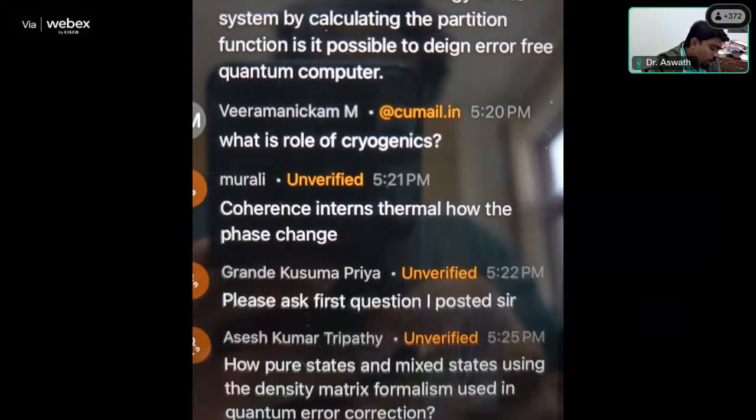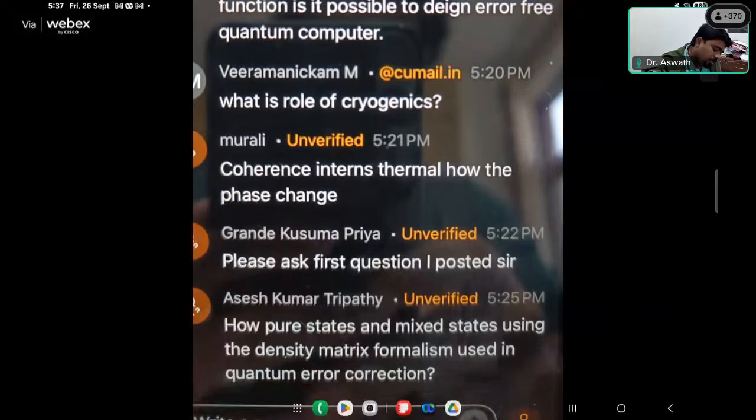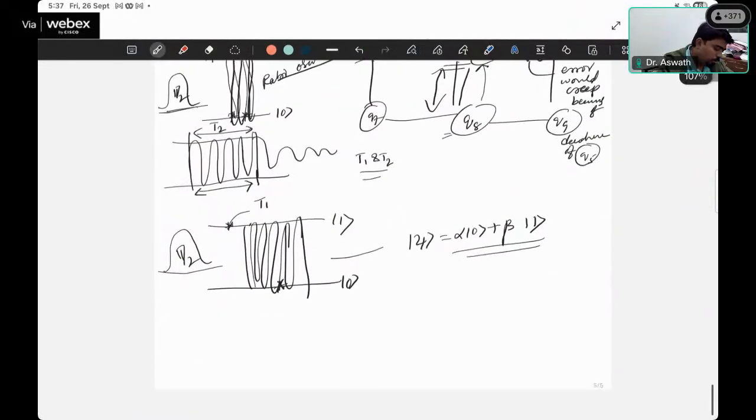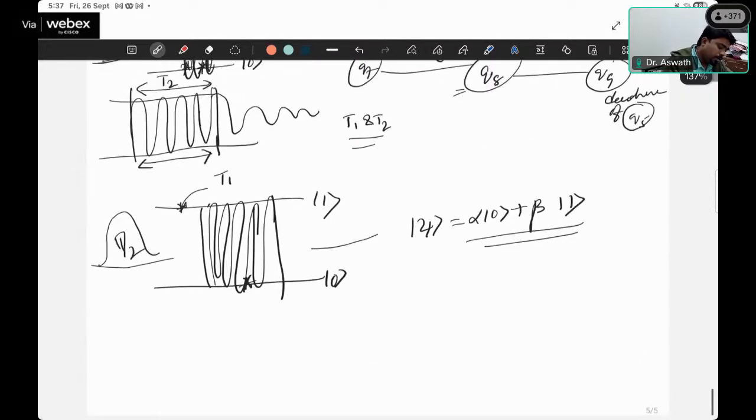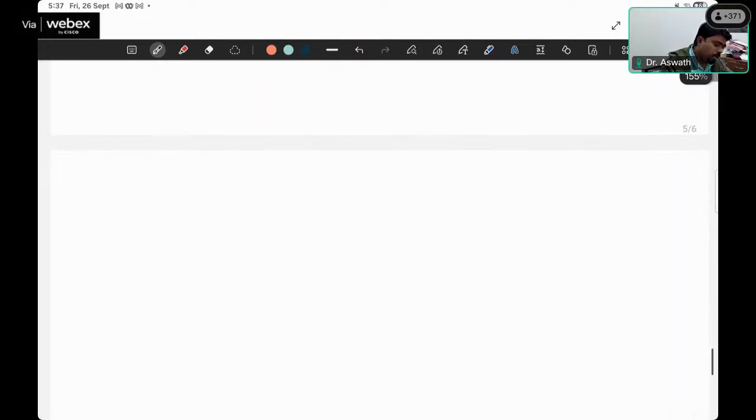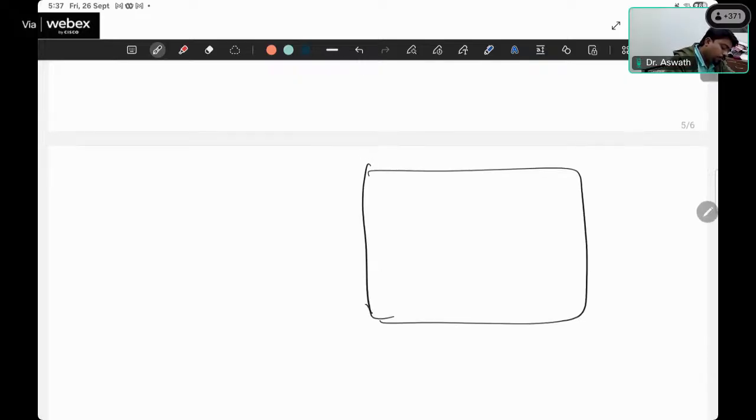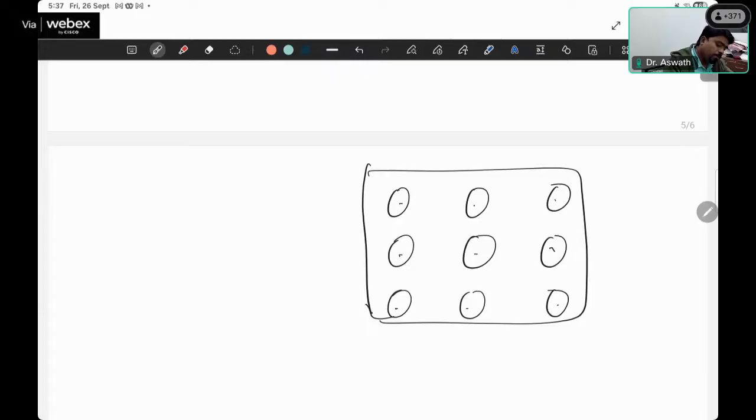Okay. How are pure states and mixed states using the density matrix formalism used in quantum error correction? Right. I don't know whether I have discussed it or not, but I can discuss it again. I hope you can see my screen now. I'm writing now. Let's say I take a collection of qubits. For simplicity, I take only 9 qubits: 1, 2, 3, 4, 5, 6, 7, 8, 9.